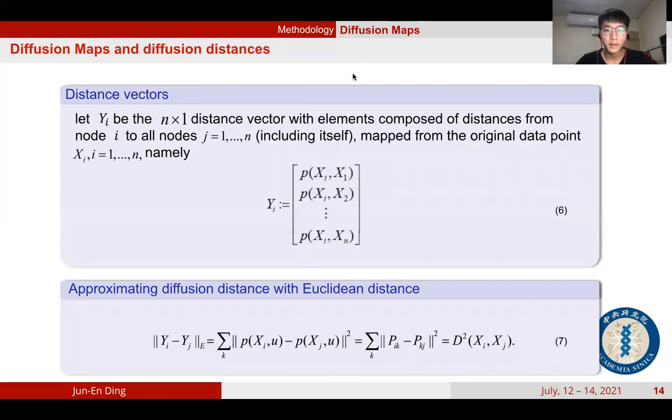In the diffusion vector, let y_i be the n by 1 distance vector with elements composed of distance from node i to all nodes j, j equal 1 to n, including itself, made from the original data points 1 to n, named equations 6 and 7.